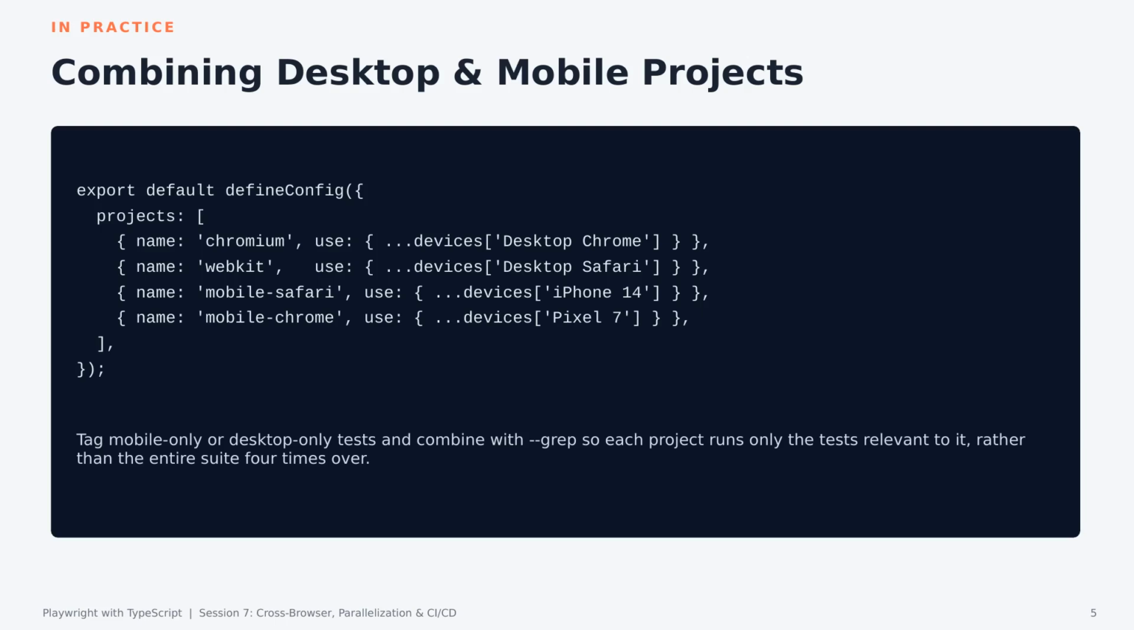Let's see a config that combines desktop and mobile together. For projects, Chromium and WebKit for desktop, and then mobile Safari using the iPhone 14 profile, and mobile Chrome using Pixel 7. A practical tip here: tag your tests as mobile only or desktop only where relevant, and combine that with --grep, so each project actually runs only the tests that are relevant to it, rather than running your entire suite 4 separate times over, which would be a lot of wasted runtime for coverage you don't actually need.